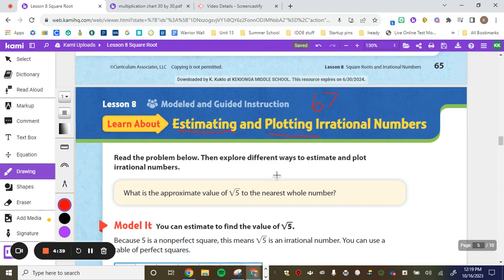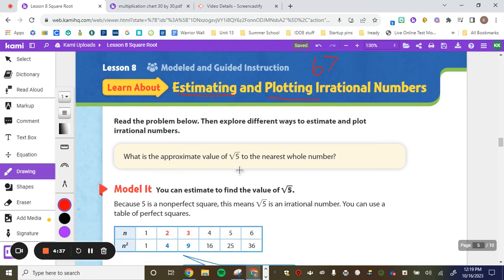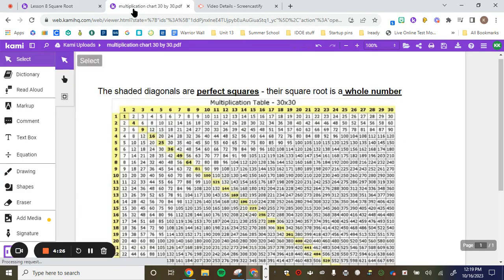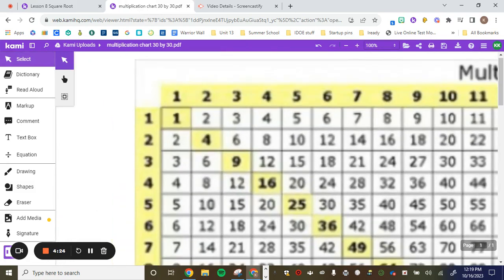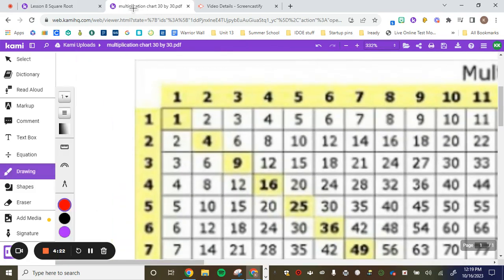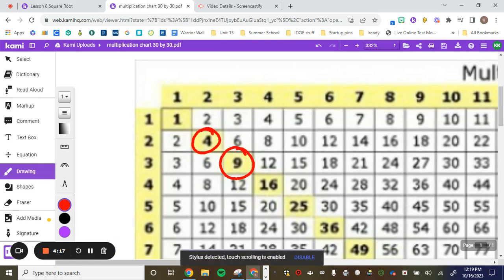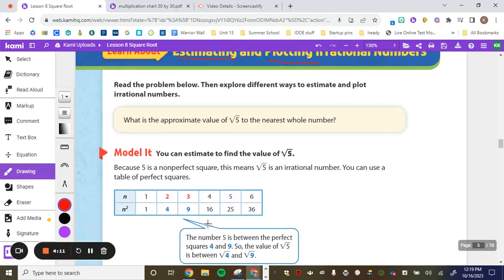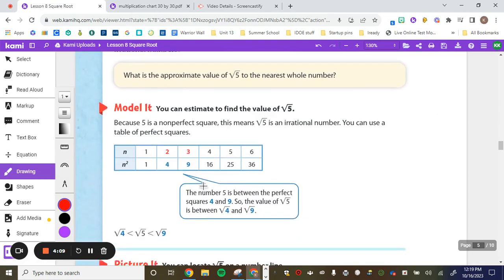So remember, square roots of non-perfect squares are irrational numbers. Our question says, what is the approximate value of the square root of 5 to the nearest whole number? If we go back to our multiplication table, we can see that 5 is not one of our numbers on the perfect square list. However, 4 and 9 are. So we know the square root of 5 has to be somewhere between the square root of 4 and the square root of 9. Notice that that's what they got in the model also.